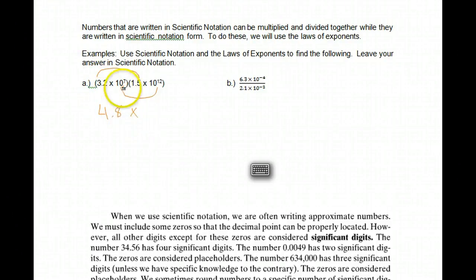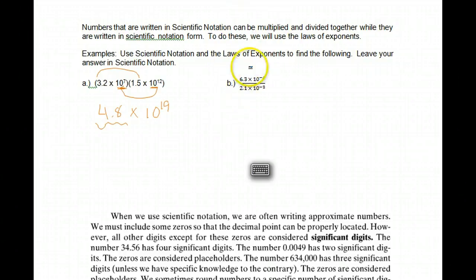And then after that, you're going to use your laws of exponents to multiply 10 to the 7th times 10 to the 12th. When your base is the same, you're going to keep the base and add your exponents. So 7 plus 12 makes 19. You check to make sure that your 4.8 is in proper scientific notation, and it is a 4 point something, so it is an acceptable form of scientific notation. So we're good to go there.